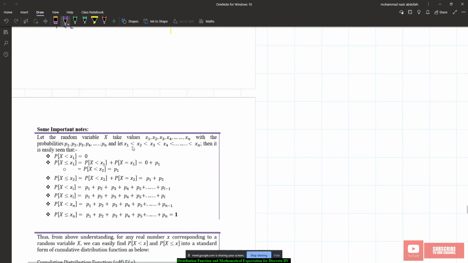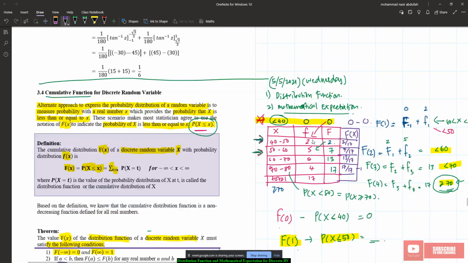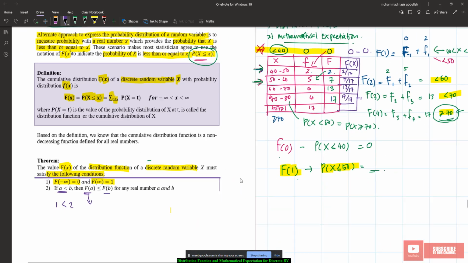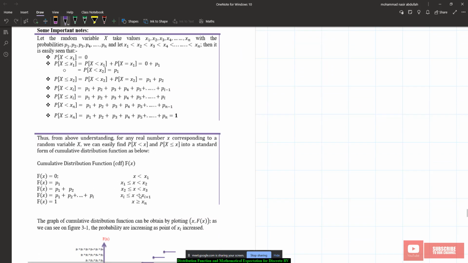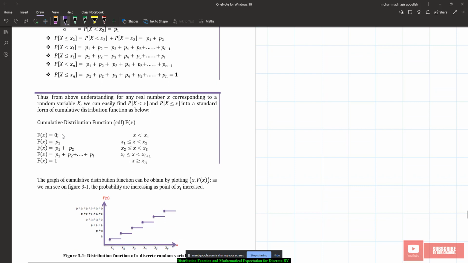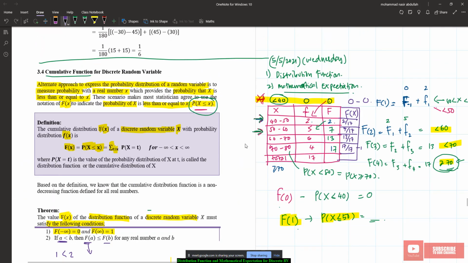Right? So now, this concept I already explained here. Kalau you tak faham this one, you can refer this one. It's actually the same concept, right? I don't want to repeat the same thing, right? This one also, okay. Look at this one. So, since we already know, let's say I copy this one.